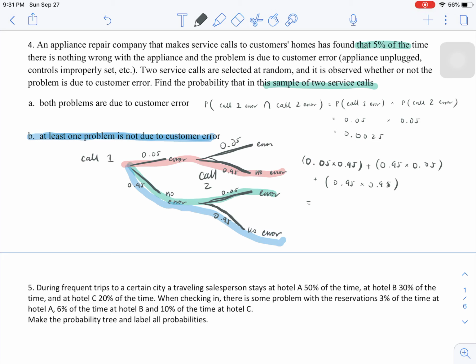So let me just add all those up. I do 0.05 times 0.95. Okay, let's plug this into my calculator. Plus 0.95 times 0.95. If you do this, you should get 0.9975. And that's it.